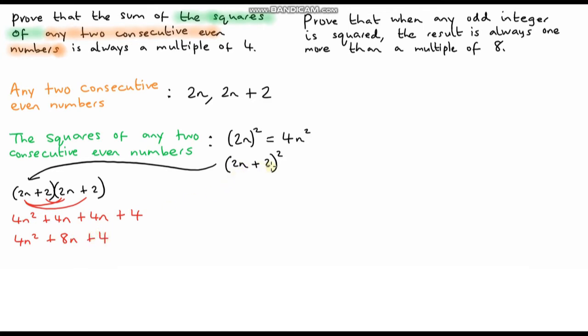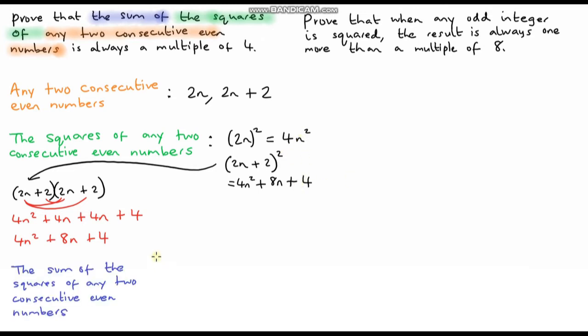So 2n plus 2, all of that squared, is this expression. And now the final part is to calculate what the sum of the squares of any two consecutive even numbers are. Well, we found those two numbers. Now to find the sum of them, we just add them together. So we've got 4n squared plus 4n squared plus 8n plus 4.